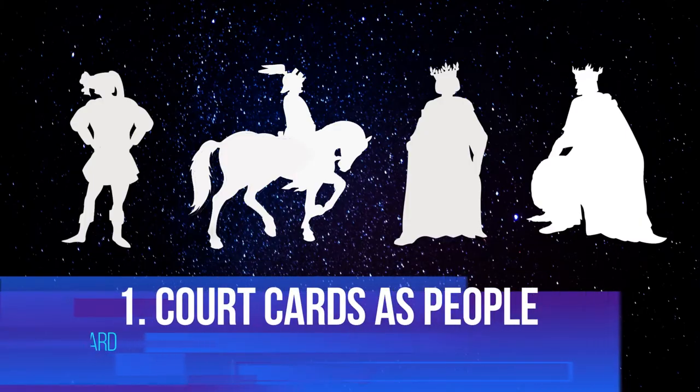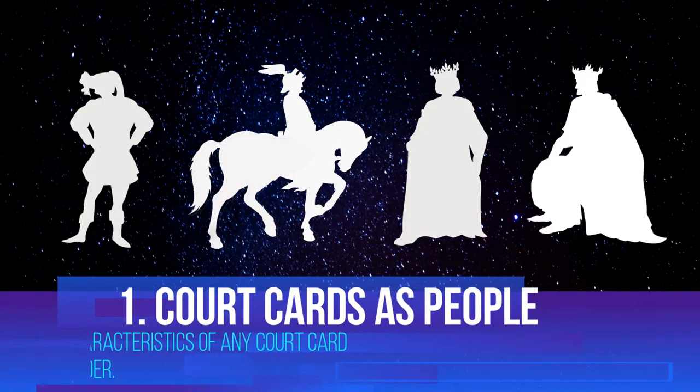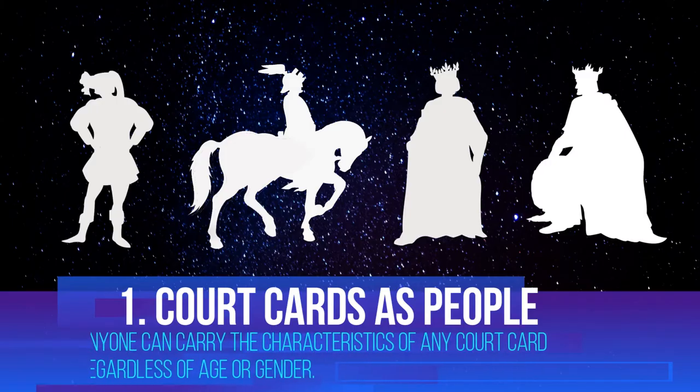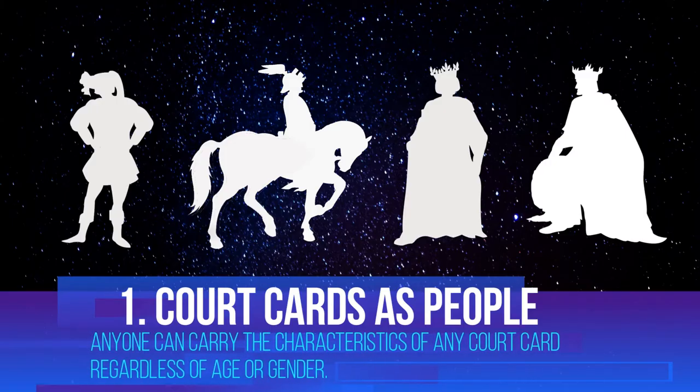One: court cards as people. A traditional way of reading court cards is to apply them to specific people. That person can be yourself or someone else. Based on the inquiry and by understanding the personality represented on the court cards, you will be able to discern if it's about yourself or someone else. Court cards provide clues as to how a person thinks, feels, and acts, and what truly motivates them.